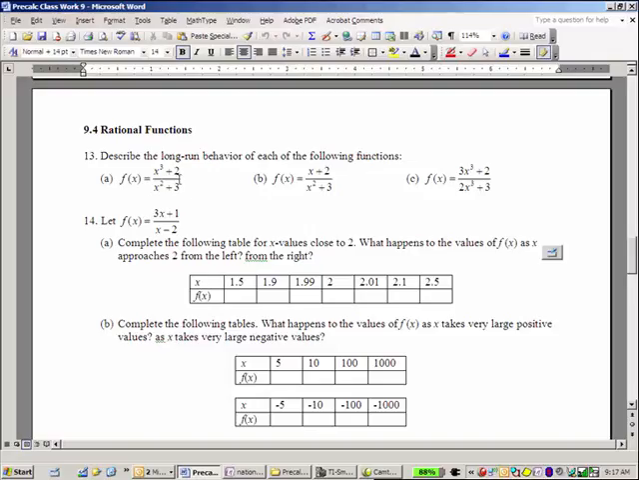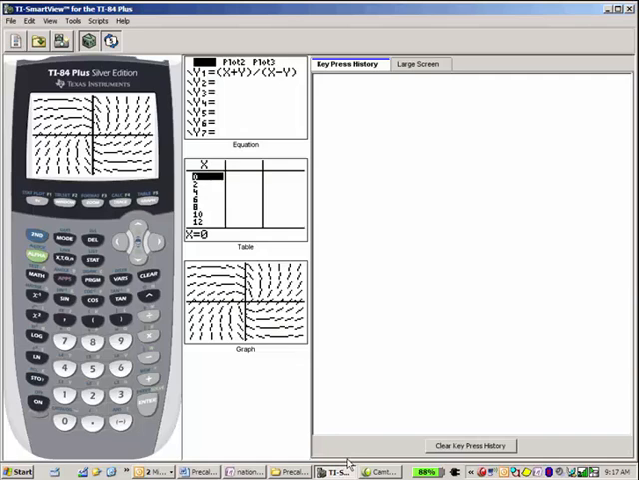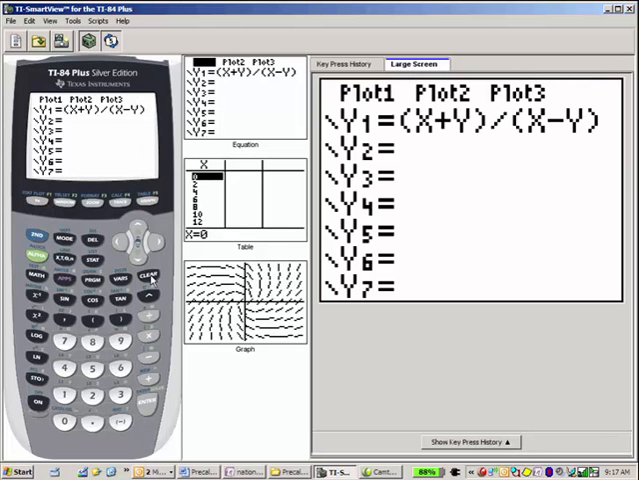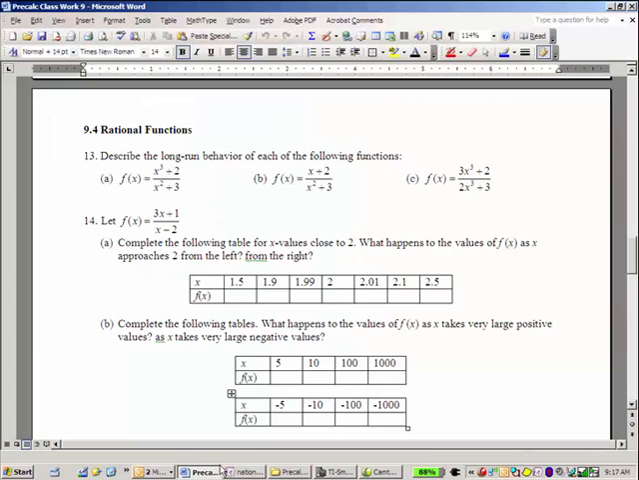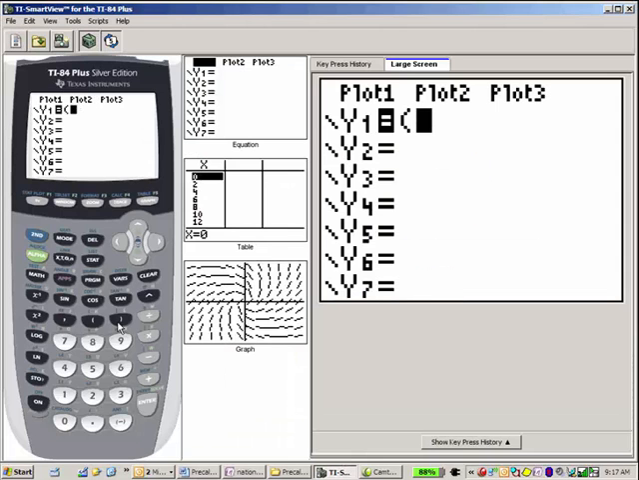Let's start with graphing A. You have to be careful when you plug it in. Make sure you put parentheses around the numerator. We have x cubed plus 2, divided by, and put parentheses around the denominator, x squared plus 3.